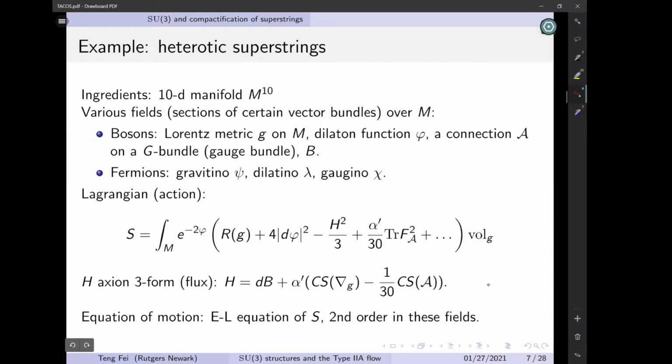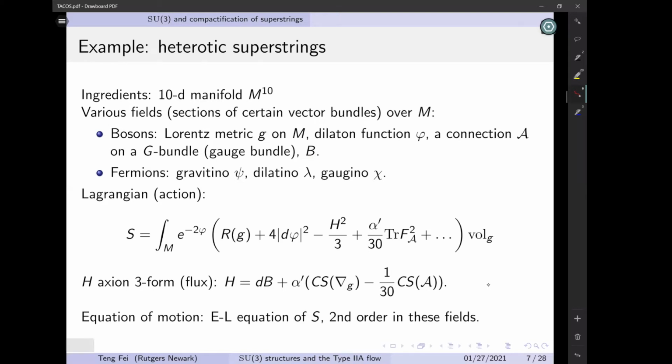So for the bosons, in the heterotic string, there's a Lorentzian metric G on M. There's a scalar function phi, called the dilaton function. And also there's some extra vector bundle, a gauge bundle. So it's a principal bundle with structure group G. And there's a G connection on this vector bundle, called curly A. And also there's this local potential B.